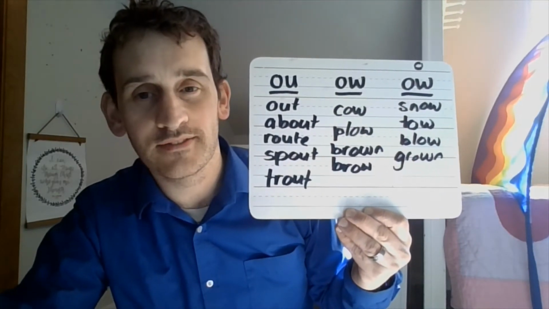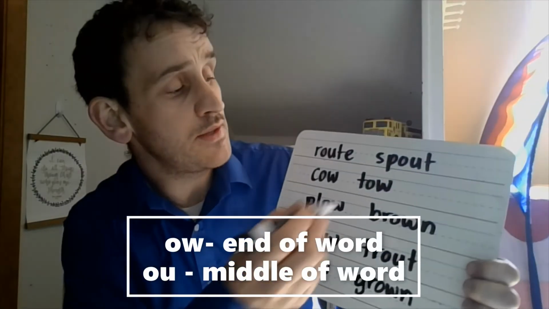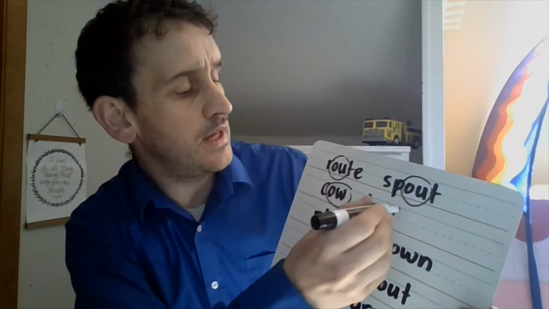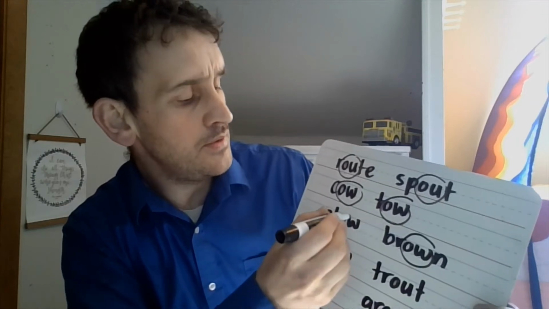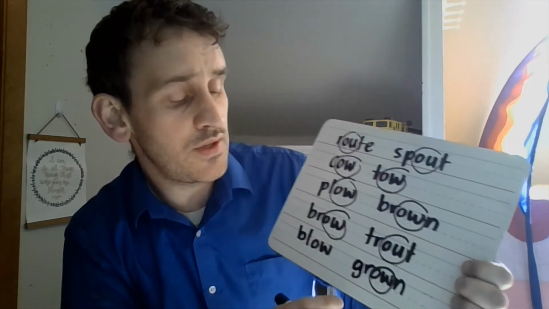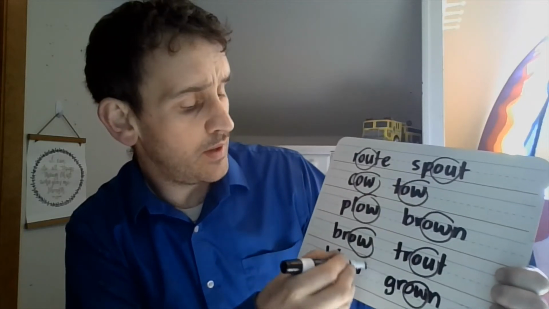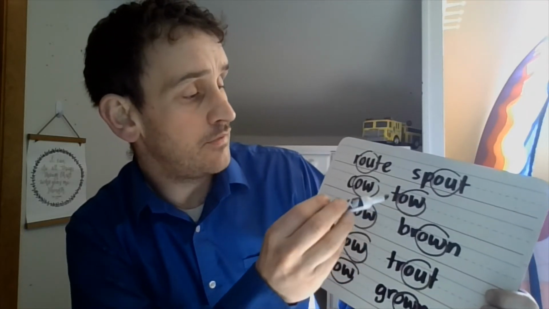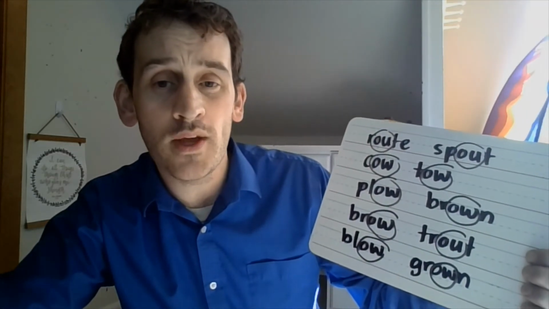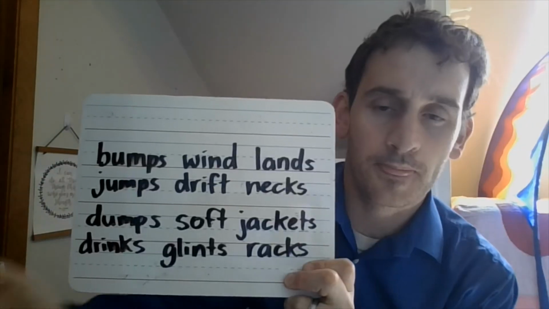Well done. You may notice that all of these words have the ow or o sound somewhere in them. And there's a pattern to it. The pattern is that when you see OU, it's usually always in the middle of the word. See? In the middle. Whereas if you have OW, it's usually always at the end of the word.